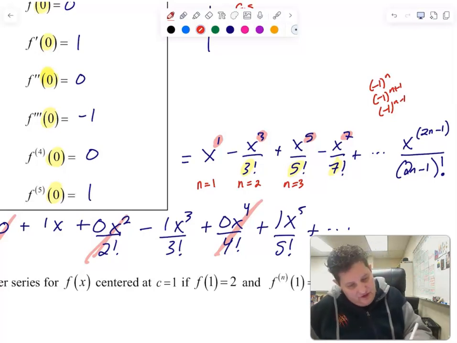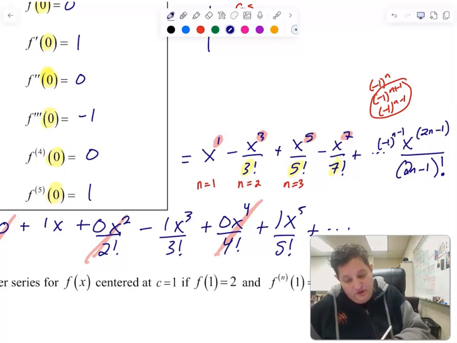It doesn't really matter between those two. You can pick whatever you want. But let's say I'm going to do -1 to the n minus 1. Because now on the first term, it's -1 to the 0, which is positive. Second term is -1 to the 1, which is negative. Third term is -1 to the 2, which is positive, like that.